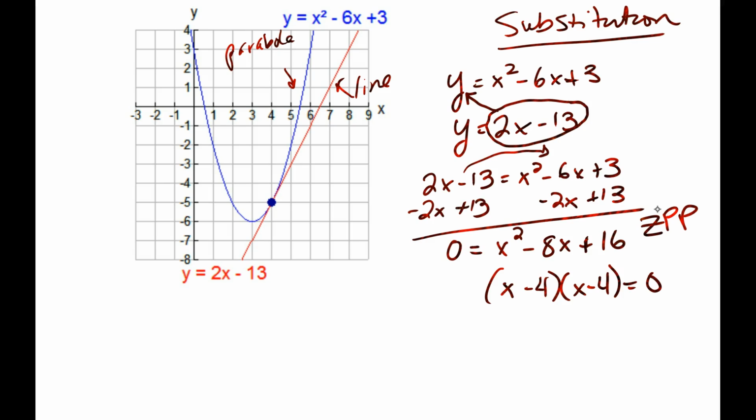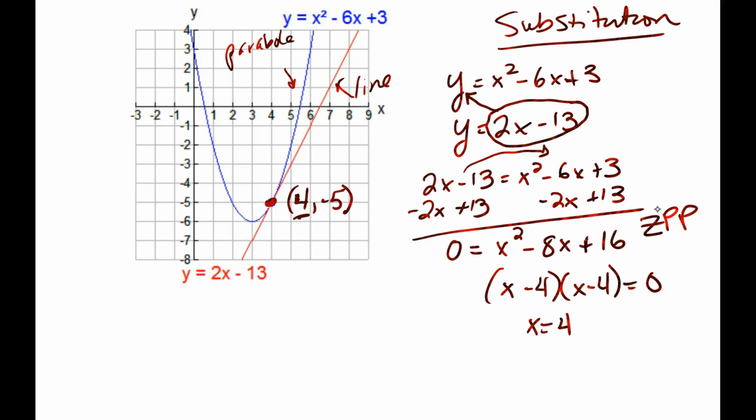So we know x has to be 4 and only 4, because that's the only thing that's going to give us 0. Why does this make sense? Because I see that the solution is 4, -5. That's my x. My x is 4.